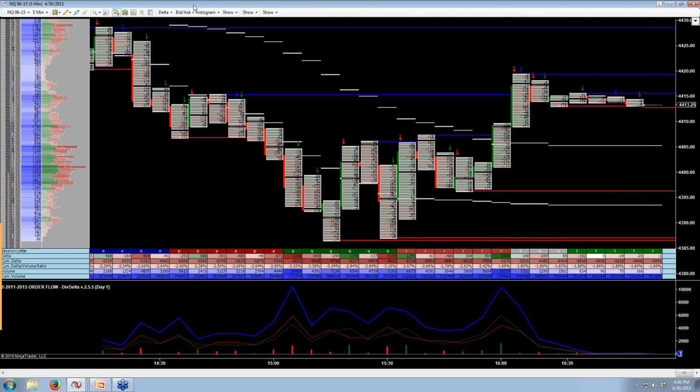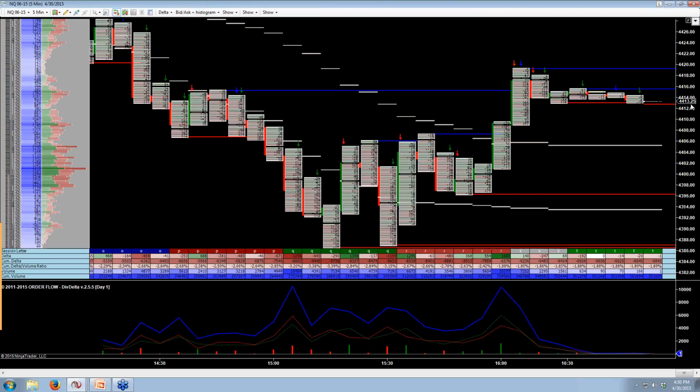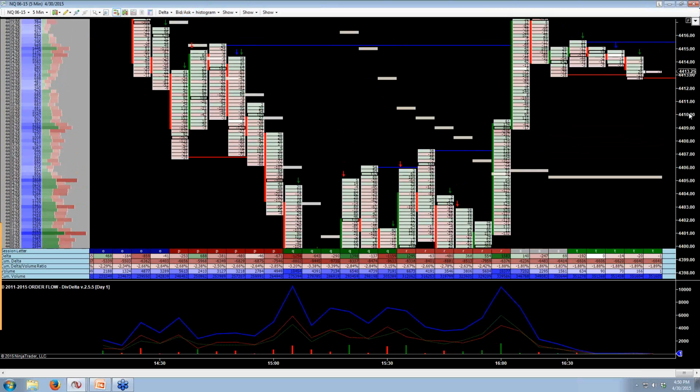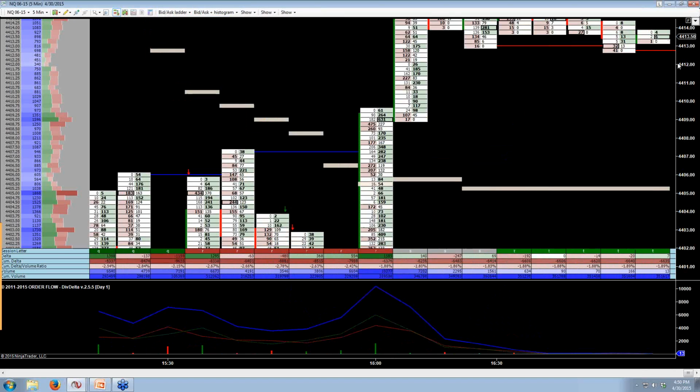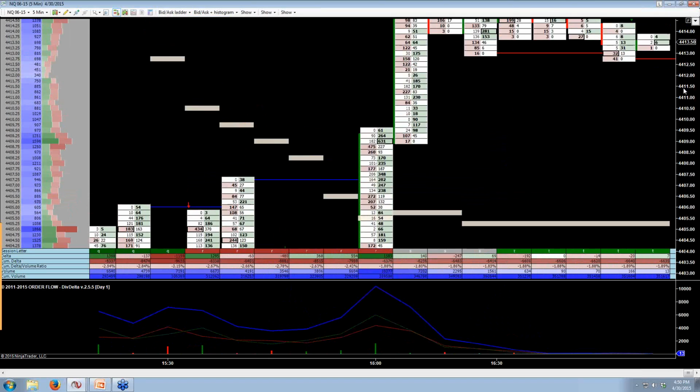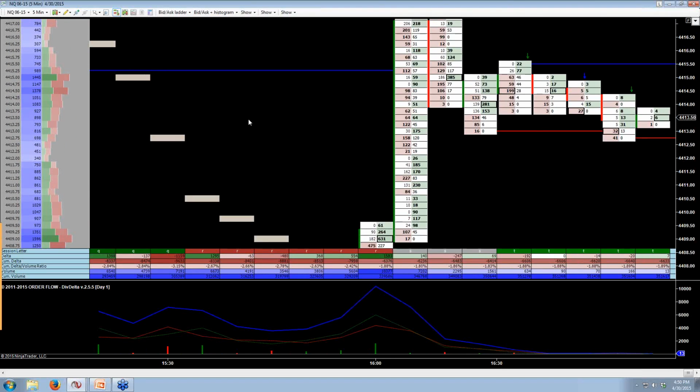And it takes some practice, I'm not going to lie. It takes some practice getting used to seeing everything moving. And you have other options as well: delta percentage, graduated volume, delta colored volume, high-low volume, volume histogram. Again, the choice is yours, and this is mine right here. And so that's the order flow.